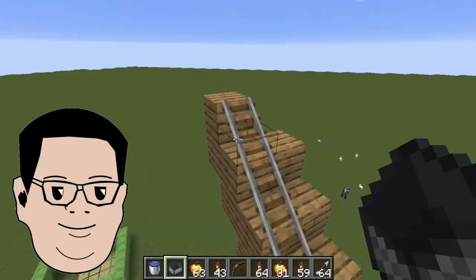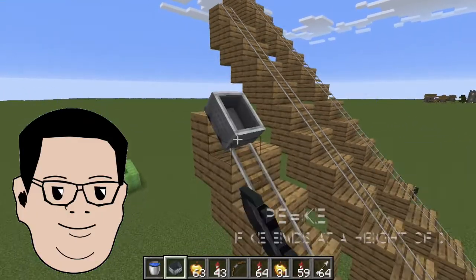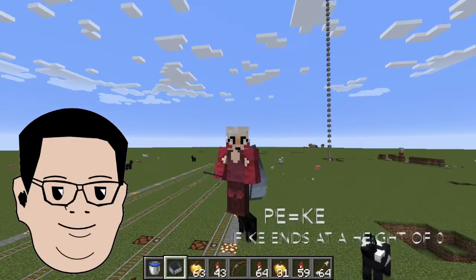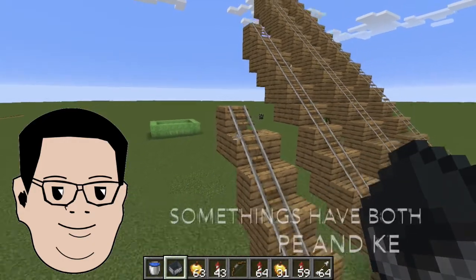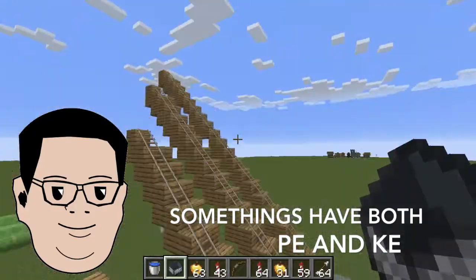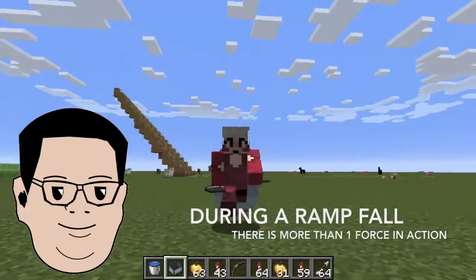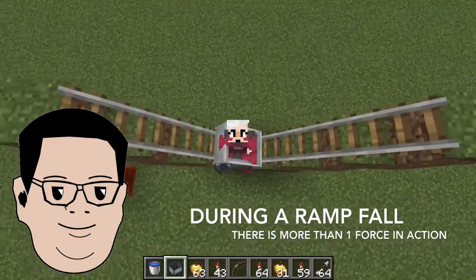Let's go on to our review, where we learned from our previous lesson that PE is equal to KE if KE ends at a height of 0. Some things have both PE and KE, which is when we use the second equation. And during a ramp fall, there is more than one force in action, as seen in our free body diagram.